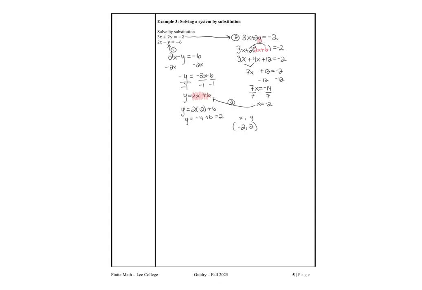So let's check it. We had 3 times x, which was negative 2, plus 2 times y, which was 2, equals negative 2. Negative 6 plus 4 equals negative 2. That one works. Now the other equation said 2x, so 2 times negative 2 minus 2 equals negative 6. 2 times negative 2 is negative 4, minus 2 more makes a negative 6. That one works out as well.